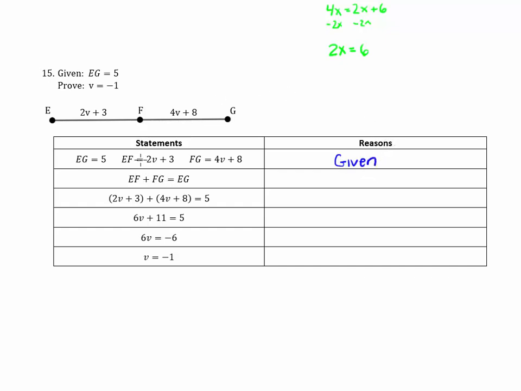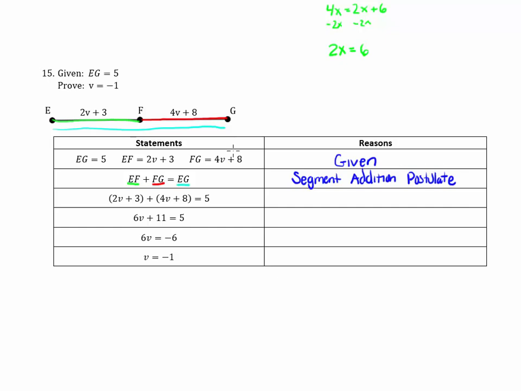All right, now the next step says that we take the distance from E to F plus the distance from F to G is equal to the distance from E to G. So it's saying essentially this distance right here, E to F, plus this distance right here, F to G, is equal to the entire distance, EG. What allows us to say that? Little segment plus little segment equals a whole segment. That is the segment addition postulate.